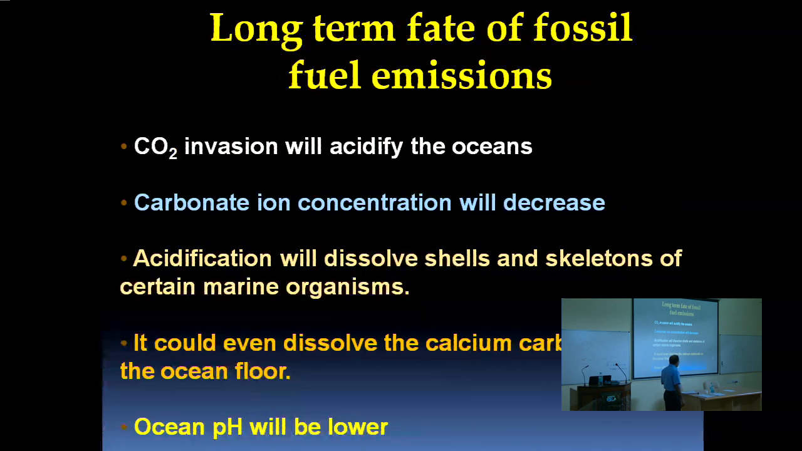Now, if the acidification is too much, I showed you a nice animation, how calcium ion could be knocked out from calcium carbonate. Now, that means it could even dissolve the calcium carbonate on the ocean floor. It's not only the marine animals, but it could also dissolve that. Now, I think, so basically ocean pH is lower. That is why this all can happen.